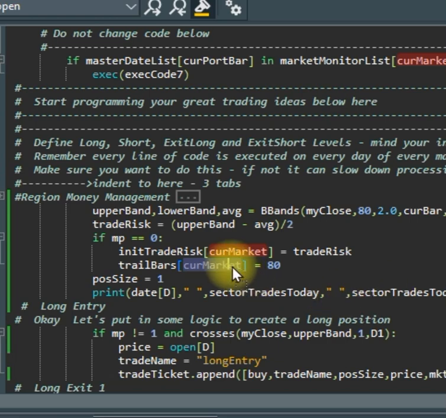If I'm flat, I'm going to set my initial trail bars per market, current market, to 80. Here we're also going to trade a position size of 1. I got a print statement there. Let's go ahead and knock that out real quick. I don't need that.